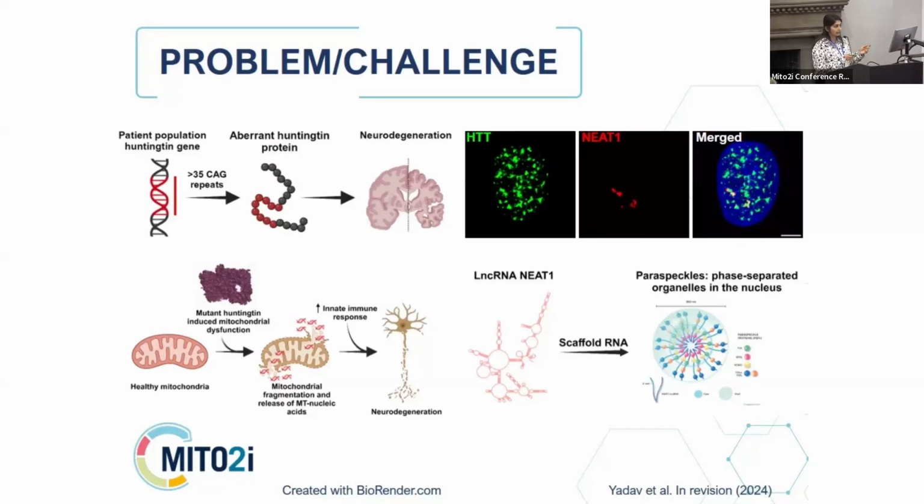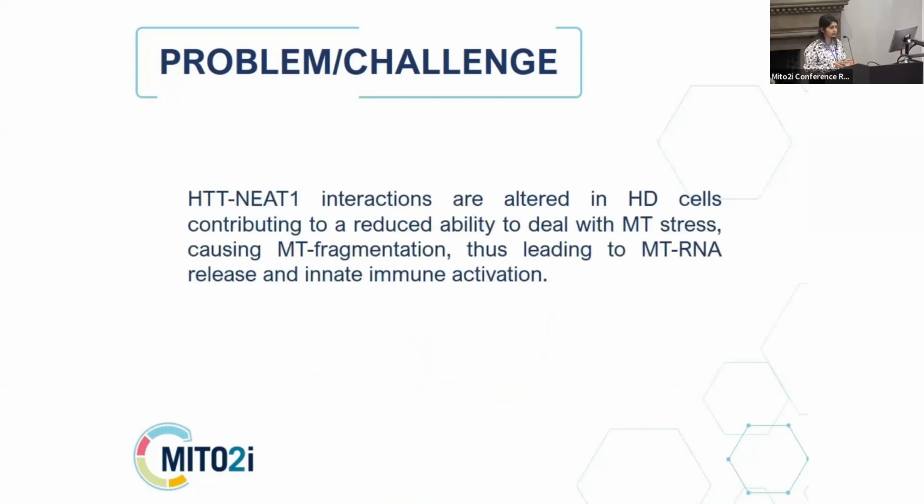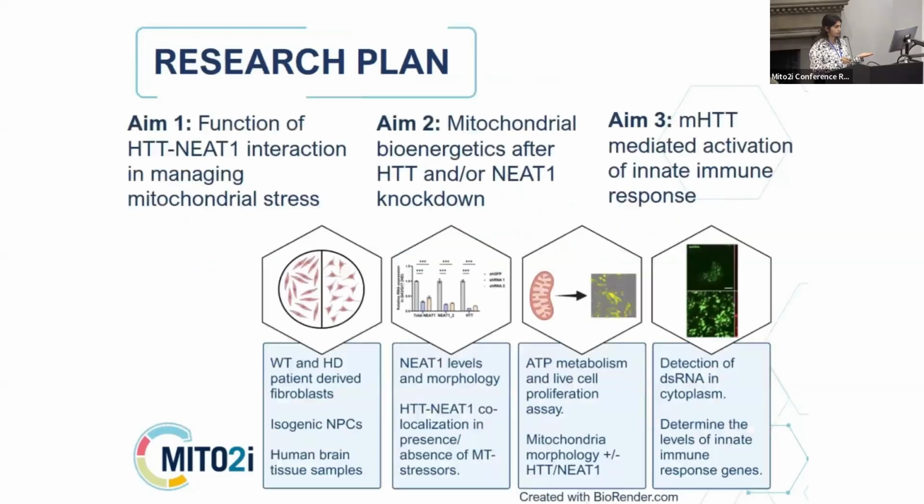So we also know that the mutant Huntingtin protein causes mitochondrial dysfunction by disrupting mitochondria, which releases mitochondrial nucleic acids in the cytoplasm. And this in turn triggers innate immune response, which is a possible mechanism for neurodegeneration. So this brings me to my hypothesis that Huntingtin-NEAT1 interactions are altered in Huntington's disease cells, and this contributes to reduced ability of the cell to deal with mitochondrial stress, causing mitochondrial fragmentation, which leads to mitochondrial RNA release in the cytoplasm and triggering the innate immune response activation.